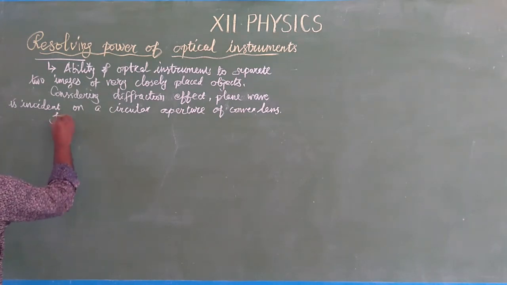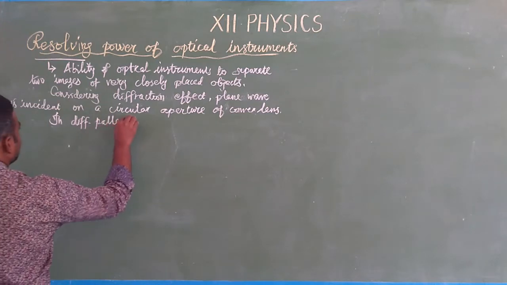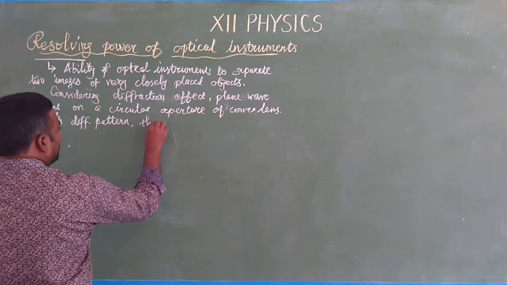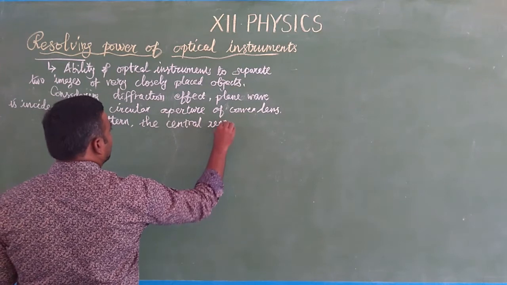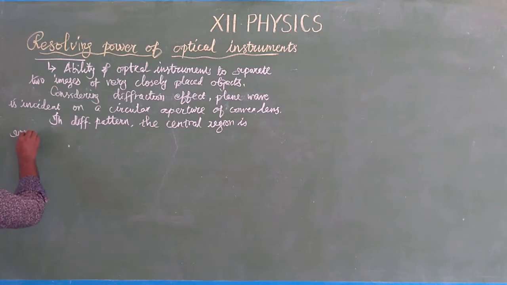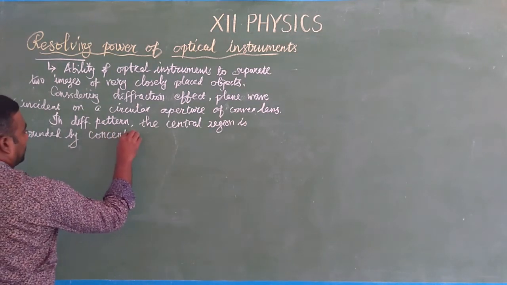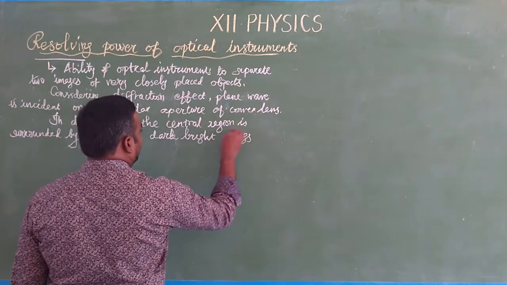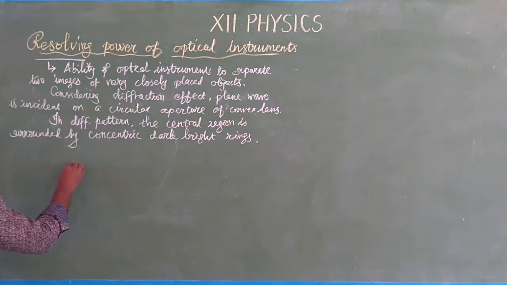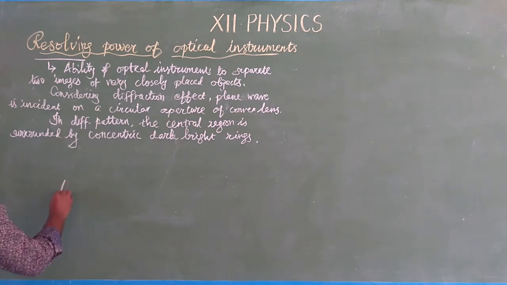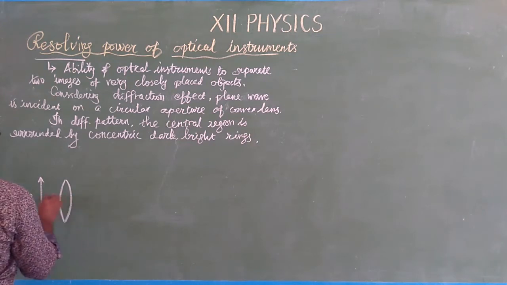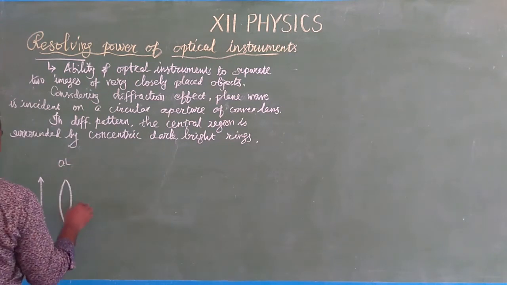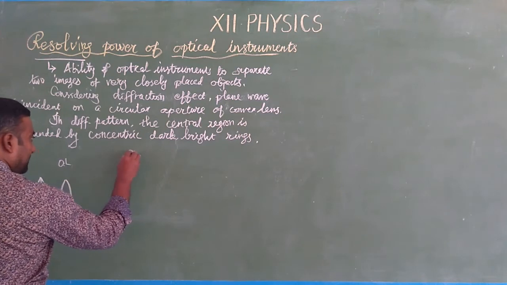In a diffraction pattern, the central region is surrounded by, very important point, concentric dark and bright rings. Okay. So let us take a convex lens. This is a convex lens of larger aperture, which is 2a, and this is the objective convex lens. From the lens, the diffraction pattern is obtained on a screen.